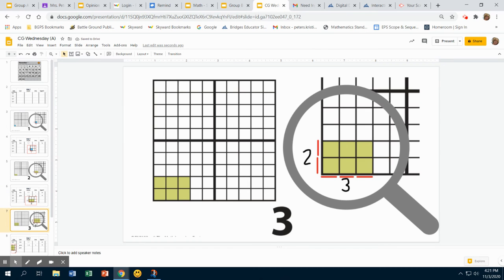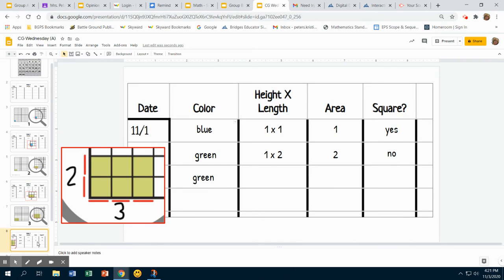Let's take a look at November 3rd, which was yesterday, Tuesday, November 3rd. So again, I want you to look at this and think, what is the height? What is the length? What is the area of that figure? And is it a square or not? Okay, let's do some work together.